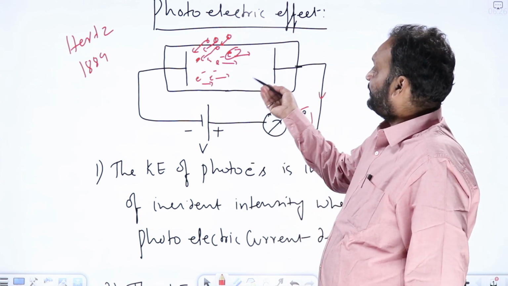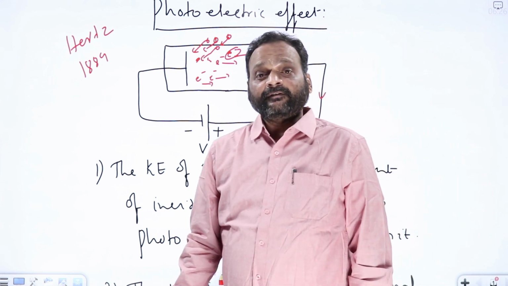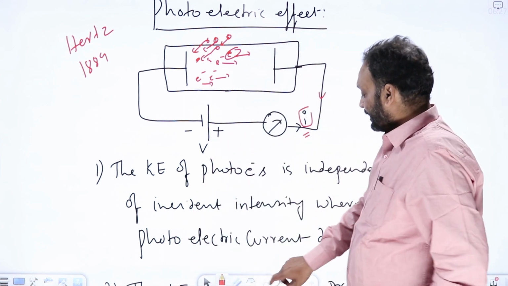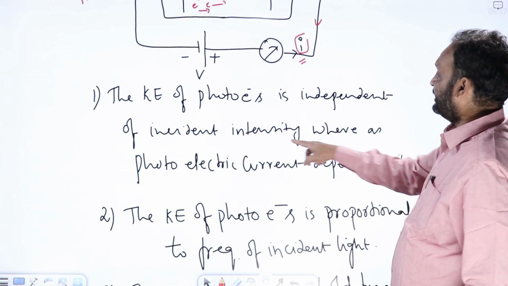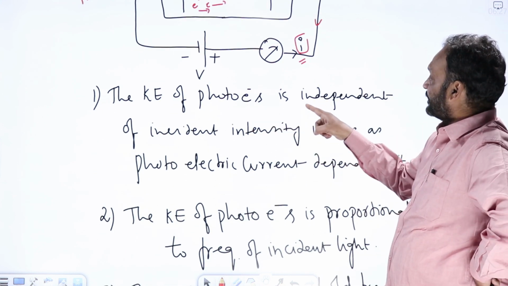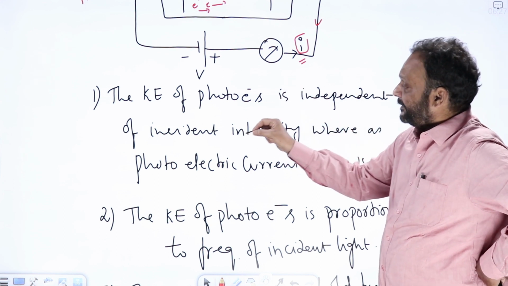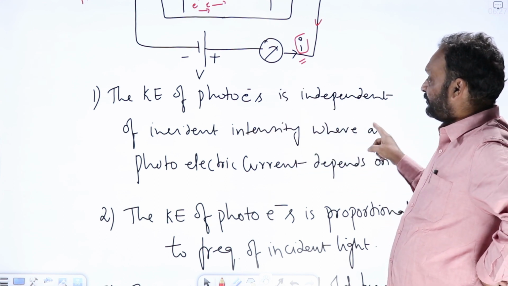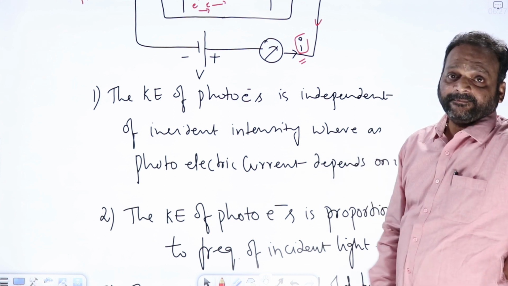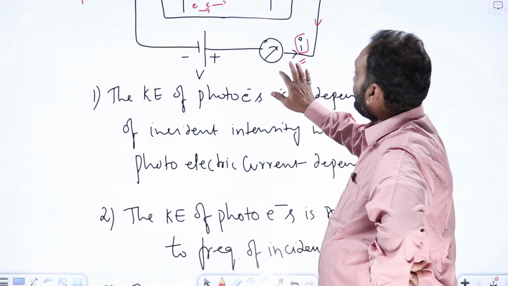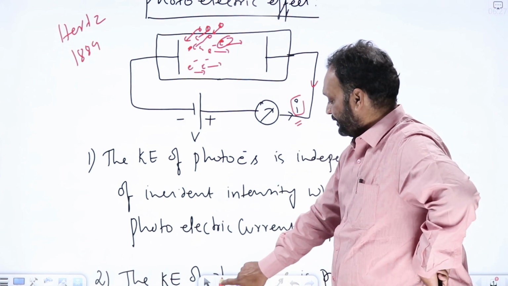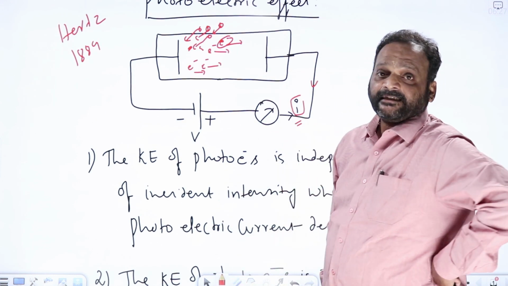Now, what are the salient features which have been observed in this photoelectric effect? The first one is the kinetic energy of photoelectrons is found to be independent of incident intensity. The kinetic energy of photoelectrons is found to be independent of the incident intensity of light, whereas photoelectric current depends on it. Means the kinetic energy of photoelectrons is not depending on the incident intensity.